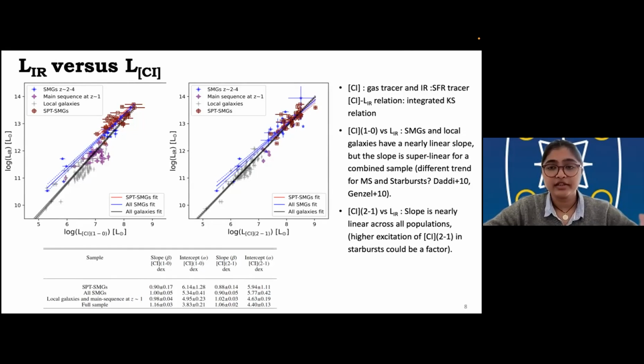This was suspected in a lot of studies in literature, and they proposed that this could be due to the difference in trends between the main sequence and the starbursts. But this effect is less pronounced in the case of the C1 2-1 line, but this could be compensated by the higher excitation factor of C1 2-1 in starbursts.